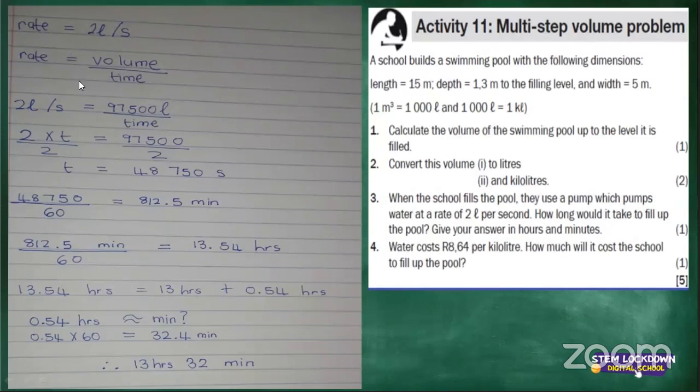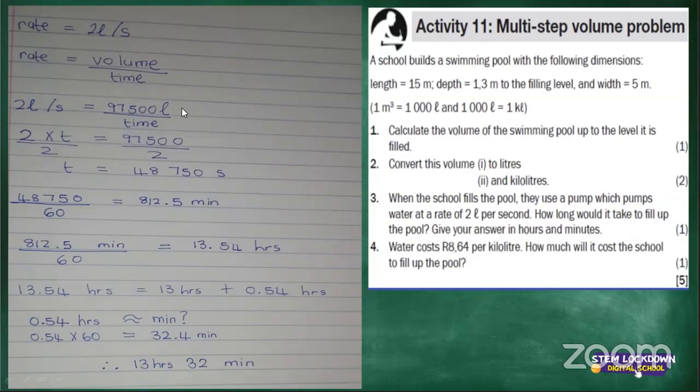Then we substitute. We substitute the value for rate, which is 2 liters per second. We substitute the one for volume. We already calculated it in questions 1 and 2 yesterday. So it's 97,500 liters over time. For those who were not in yesterday's class, it doesn't matter because today's lesson is about time and rates. That's why I'm giving you what the volume is and all the other aspects. So don't worry, you're not missing out on anything. So 2 liters per second is equal to 97,500 liters over time.